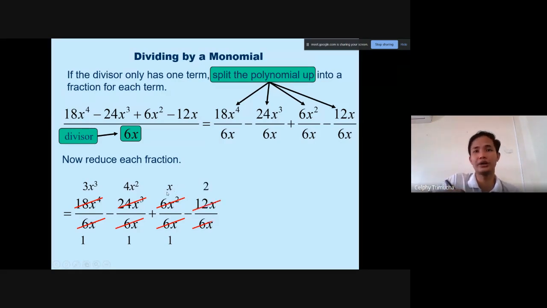Then we have 12x divided by 6x. 12 divided by 6 will be equal to 2. X divided by x, makansel na lang diretso. So we have 2 na lang ang mabilin. That means aton answer will be 3x cubed minus 4x squared plus x minus 2. That is the reduced naton nga fraction.